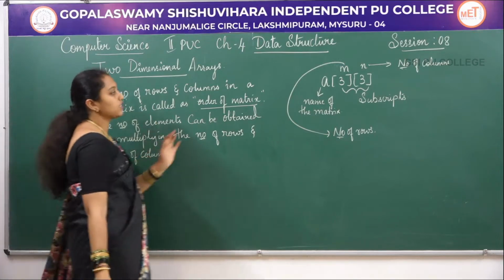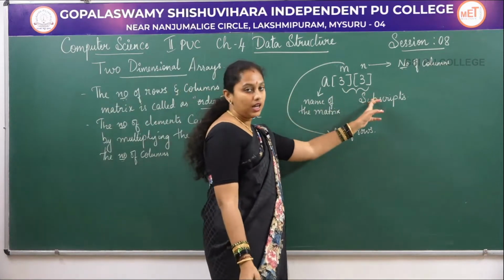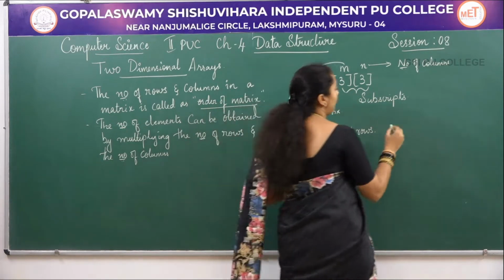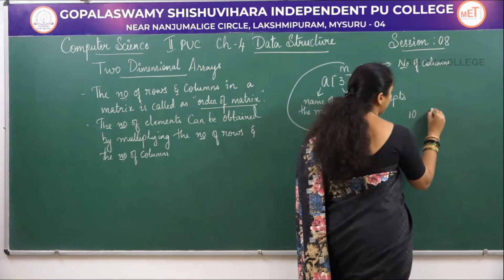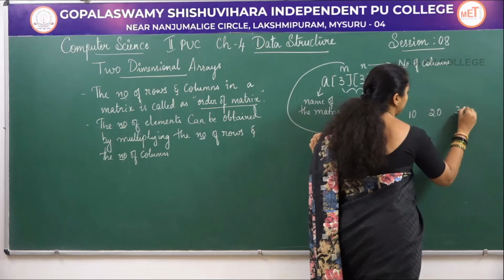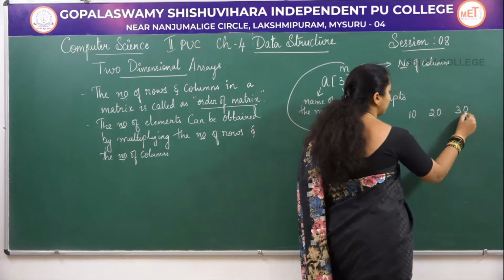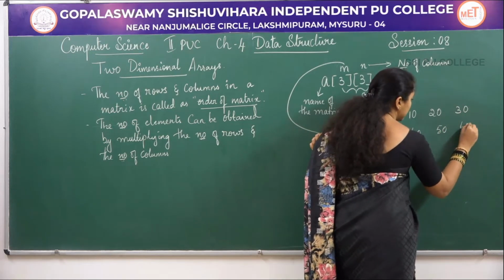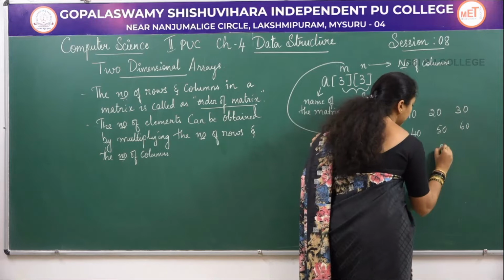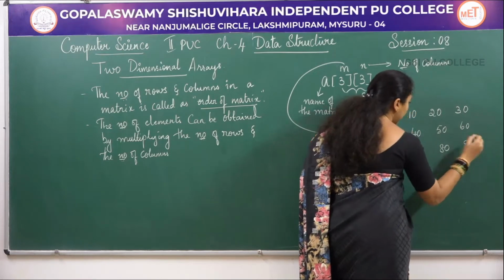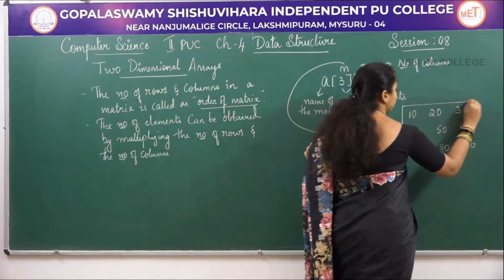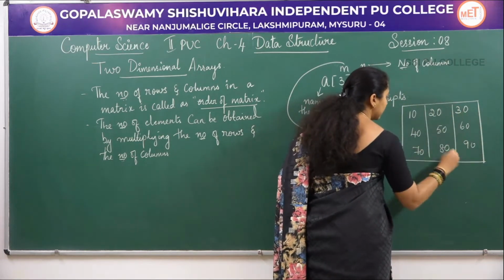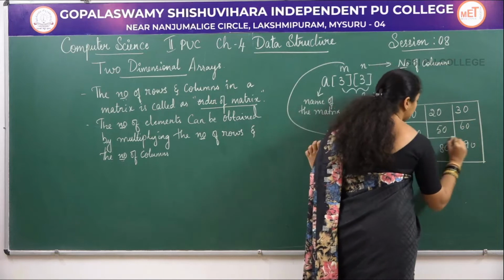For example, consider these array elements. So in A of 3 cross 3 matrix, I am going to store the elements 10, 20, 30, 40, 50, 60, 70, 80 and 90. So these are the array elements.